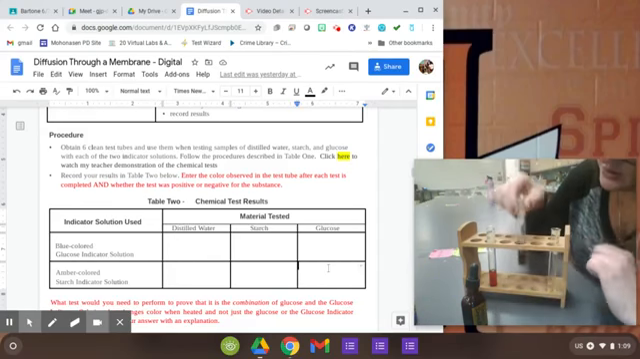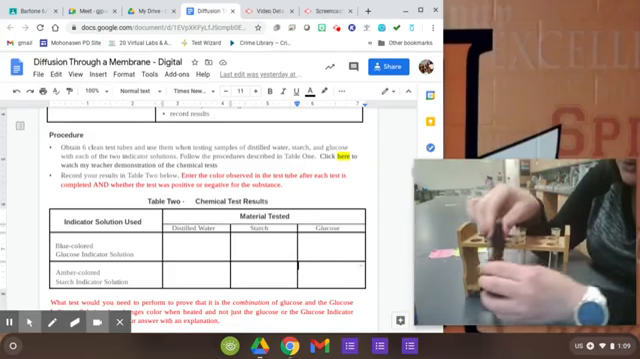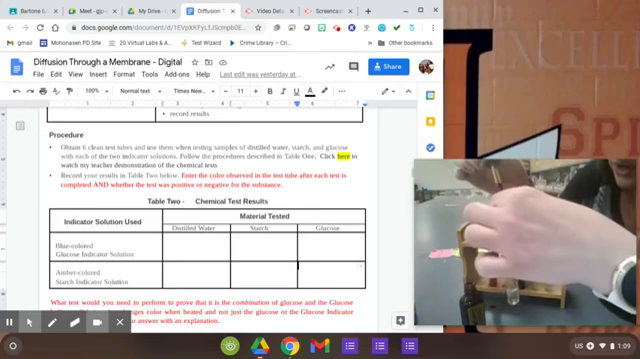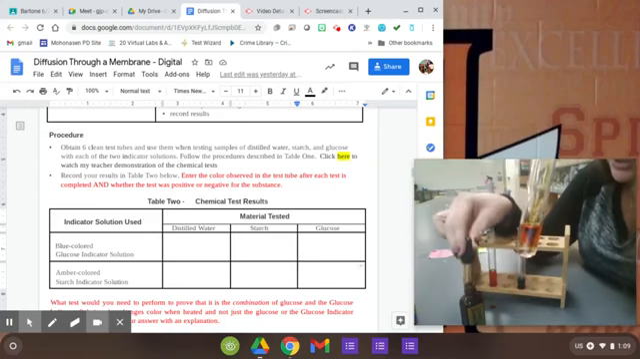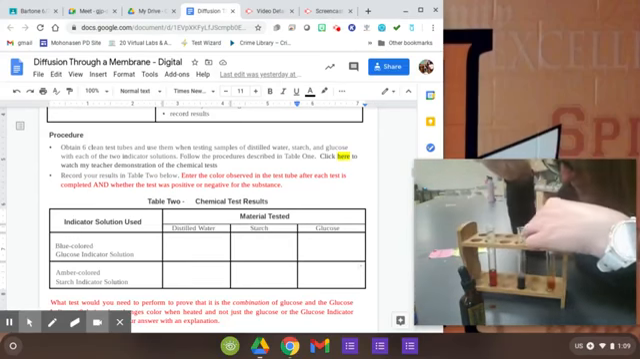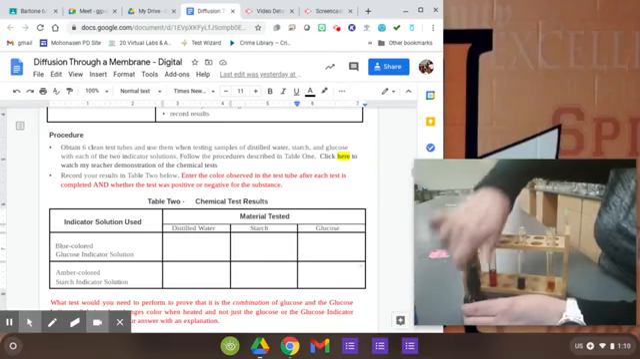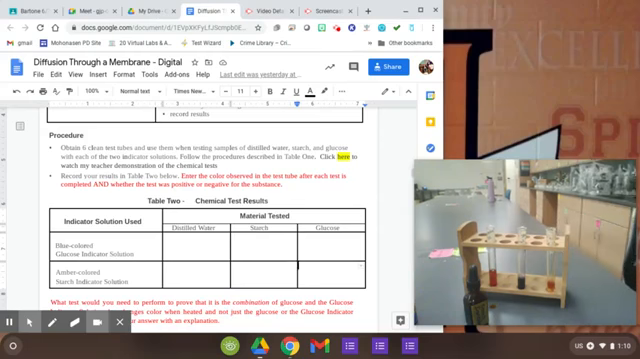The last one should be glucose. There should be no starch in the glucose. So we should expect to see no color change other than to turn it to that orangey color. And in fact, that is exactly what happens. We just turn it to that orangey color. Okay? Now we will take a few minutes to let this sucker go.